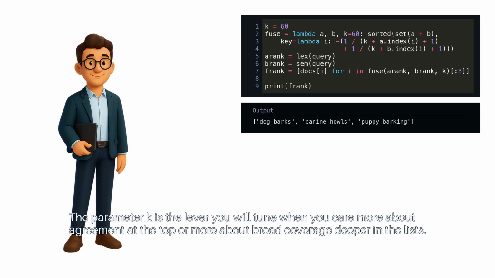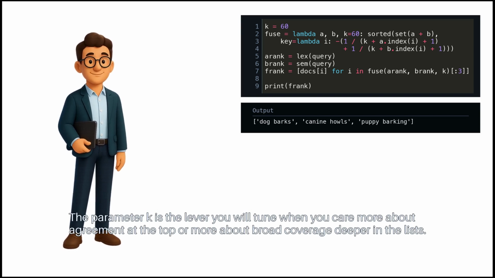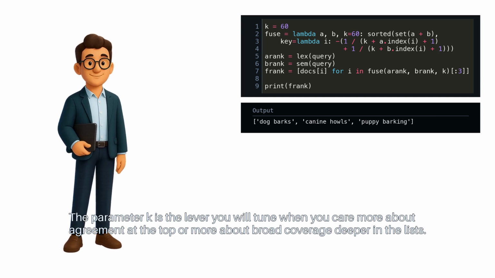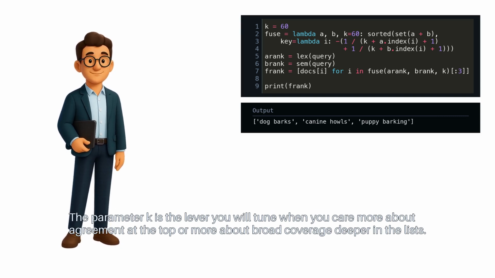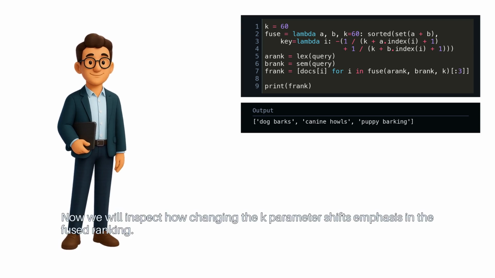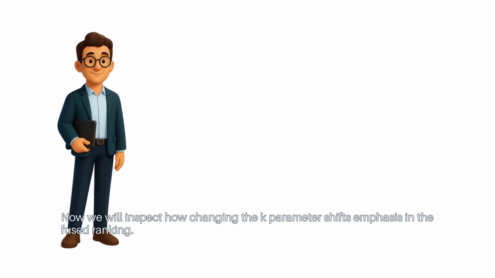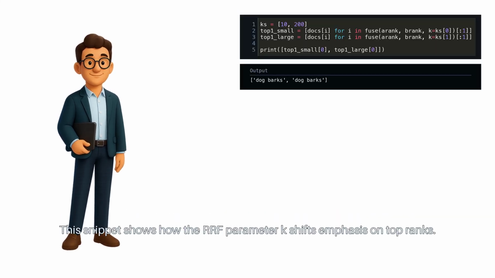The parameter k is the lever you will tune when you care more about agreement at the top or more about broad coverage deeper in the lists. Now we will inspect how changing the k parameter shifts emphasis in the fused ranking. This snippet shows how the RRF parameter k shifts emphasis on top ranks.